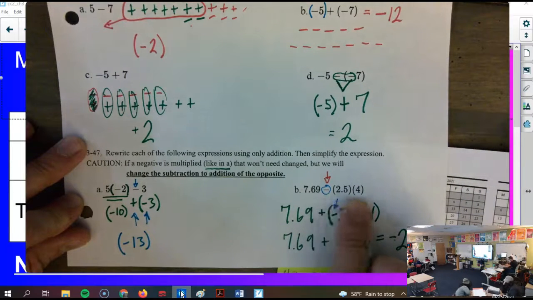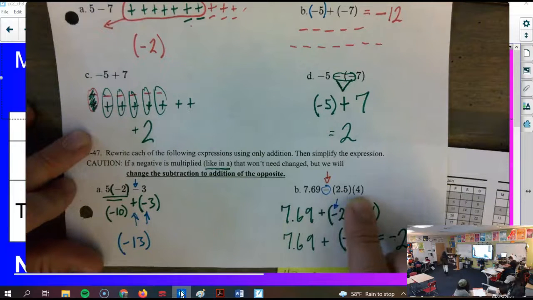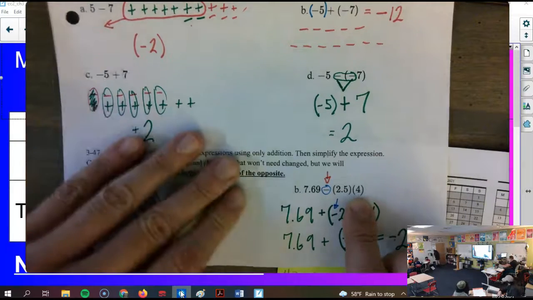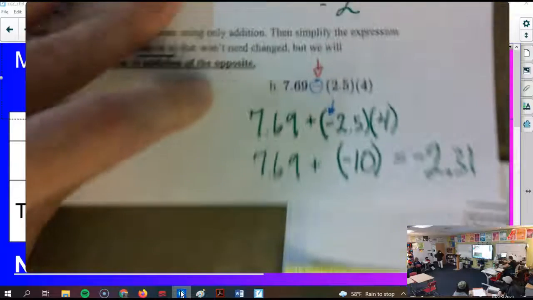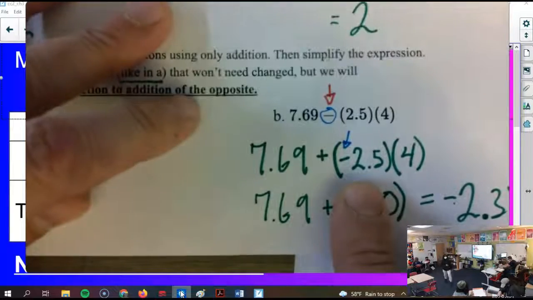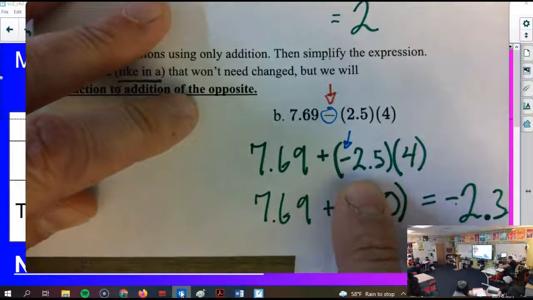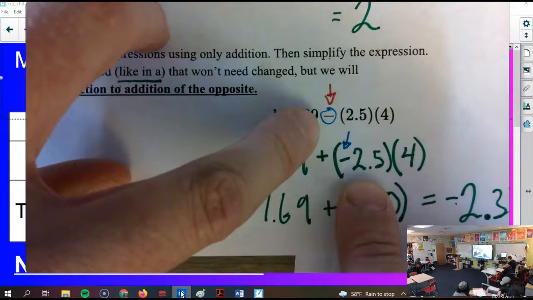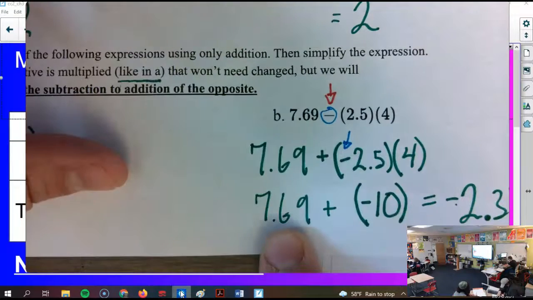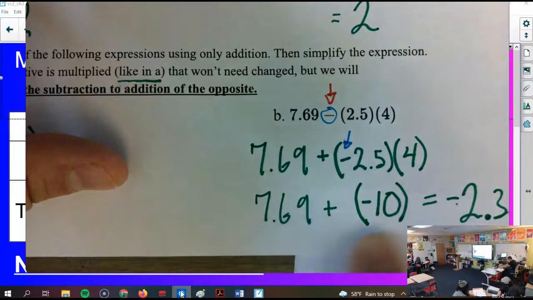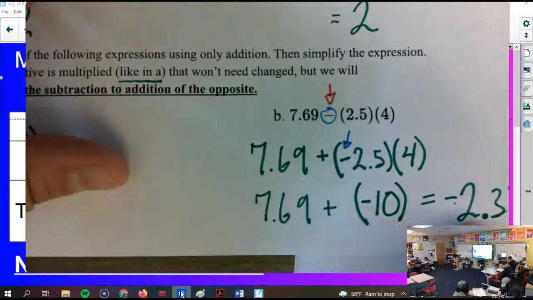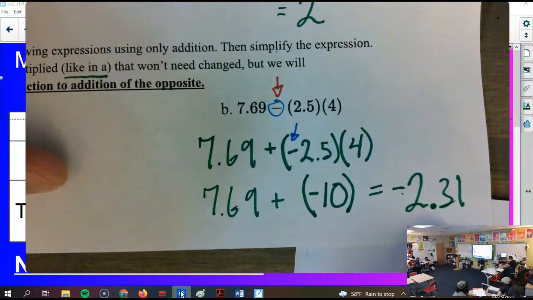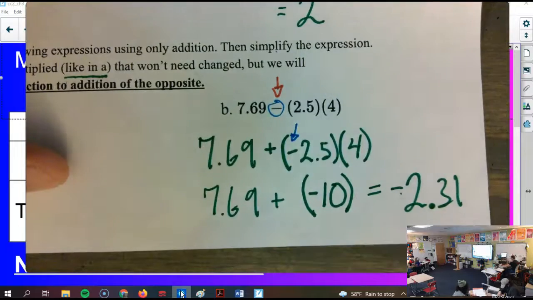Here, guys, again, the multiplication needs to happen first. So 2.5 times 4. I take the negative or the minus with the 2.5. So I took that minus and put it with the 2.5. If you didn't, this would have been 7.69 minus 10, which still gets you negative 2.31. Any questions there?